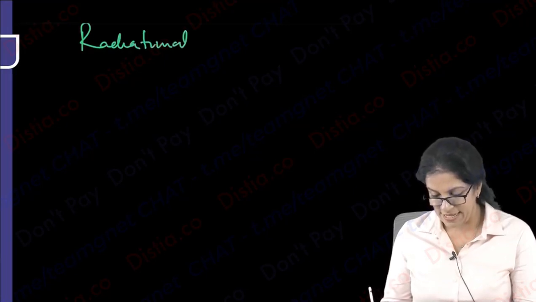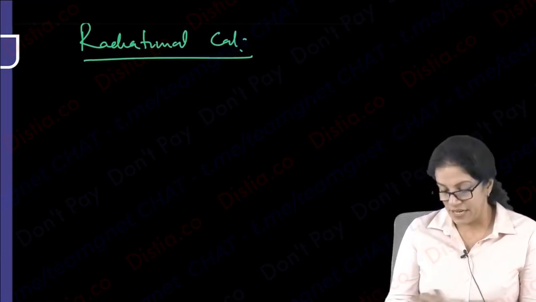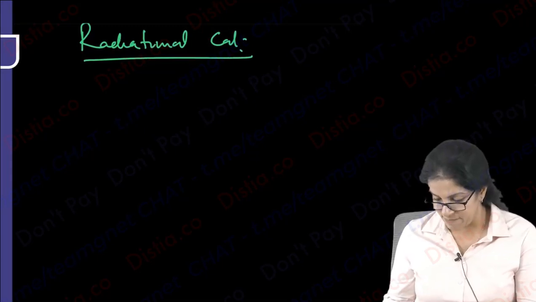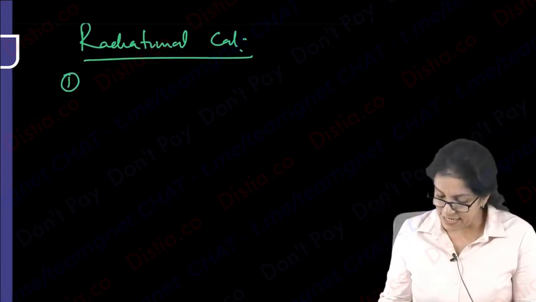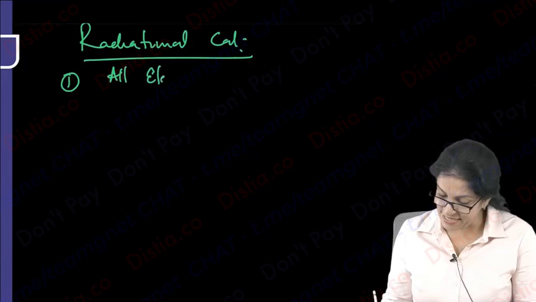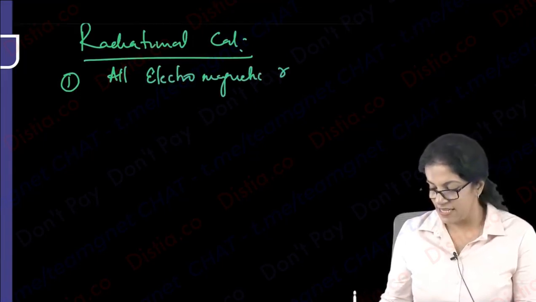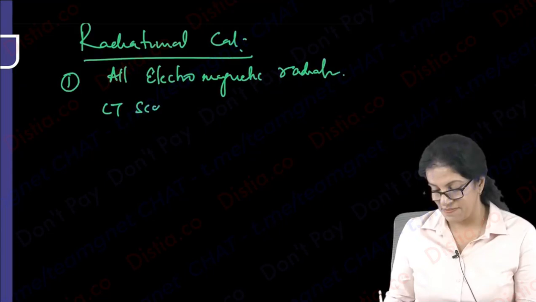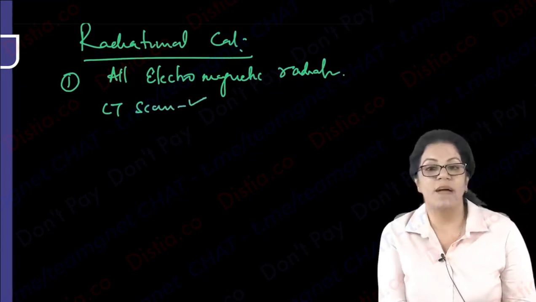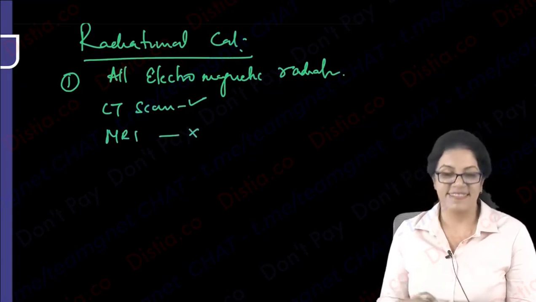When you say radiational cataract, first important thing, please remember, all electromagnetic radiations will lead to cataract. Okay, can we write this? All electromagnetic radiations. So one way of asking the question is, will it happen after CT scan? Yes. Will it happen after MRI? No. So this is one way of asking.